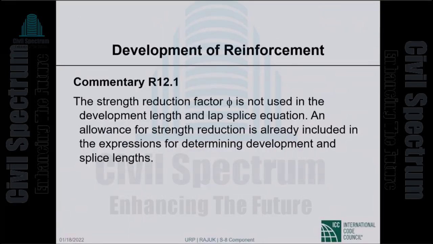The strength reduction factor phi, this is very important. Moment, shear, torsion, we use a phi factor. Okay? The strength reduction factor phi is not used in the development length and lap splice equations. An allowance for strength reduction is already included in the expression for determining development and splice lengths. Okay? So I don't know that I can elaborate on that. So there is no phi factor in the expression for L sub D. What we are saying is something like a phi is already built in.